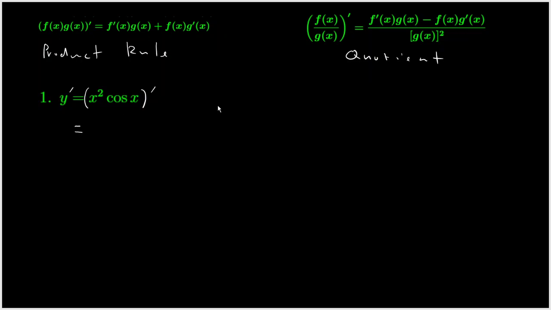Now we follow the formula. We call x squared the first factor. We call cos of x the second factor. The product rule tells you the derivative of the product of two functions is equal to the derivative of the first factor times the second factor, and then plus the first factor x squared times the derivative of the second factor. That's what I meant by copying the formula. Copy the formula so you have something to follow.